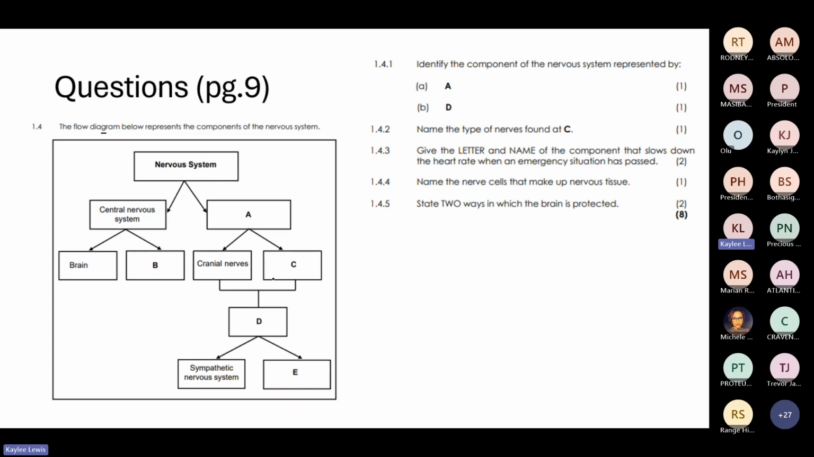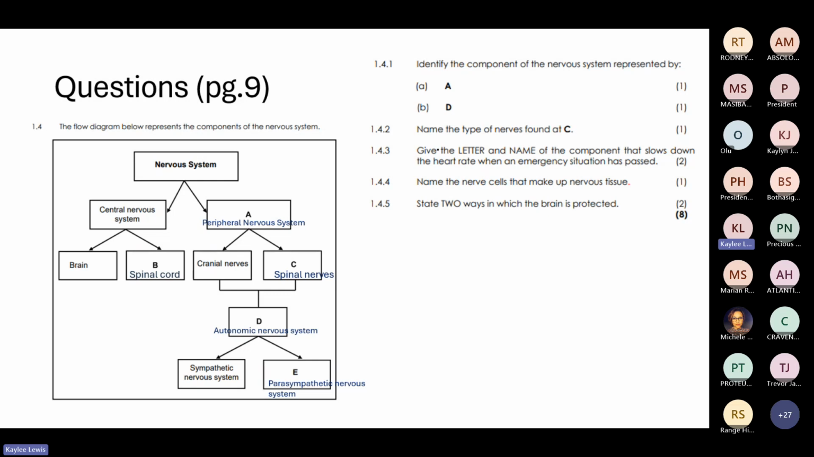Then if we look at that, then we have D. And you can see D is being split up into the sympathetic nervous system and something else. So therefore, D must be the autonomic nervous system. And E would be the parasympathetic nervous system. So before I even start looking at the questions, I've just looked at the flow diagram and quickly filled in what I knew to help me answer the questions. Okay, now I start to look at the questions.